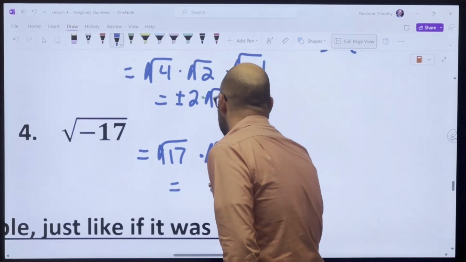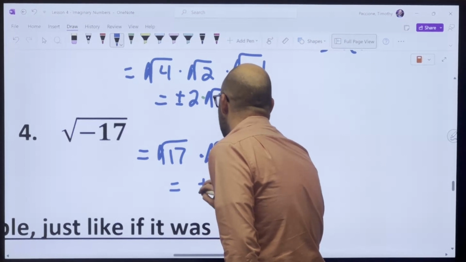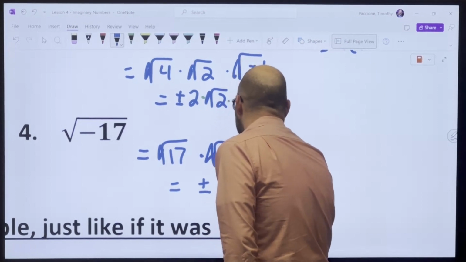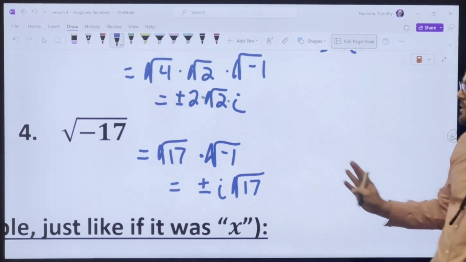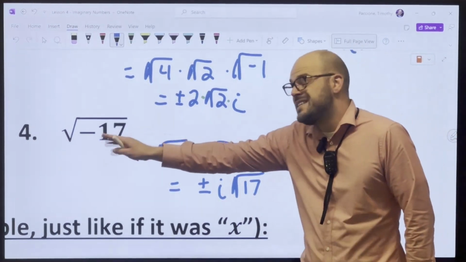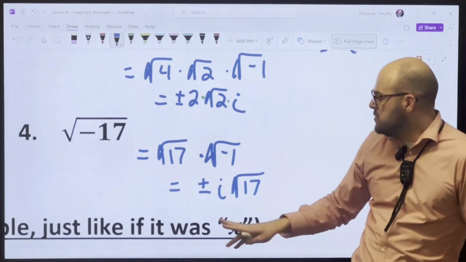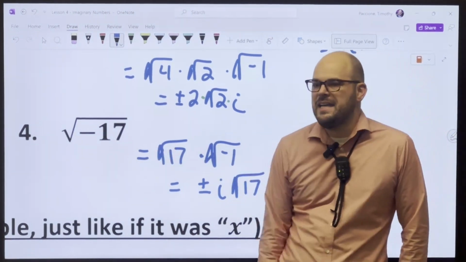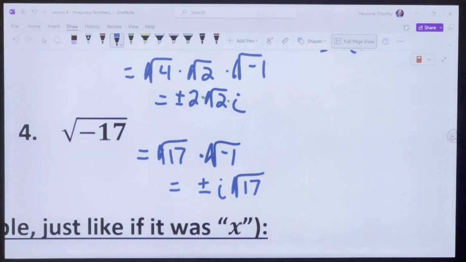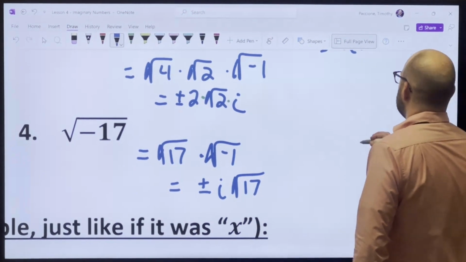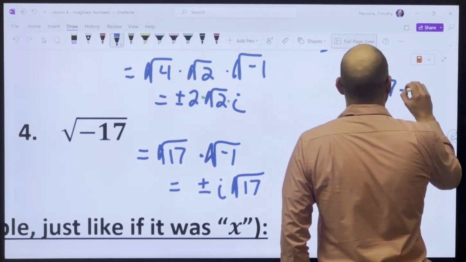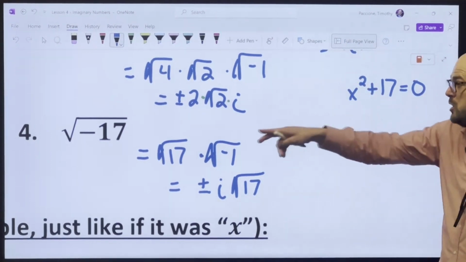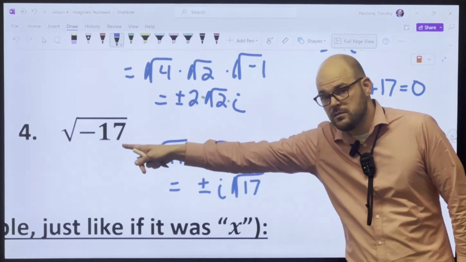And it becomes plus or minus i square root of 17. Now, the reason I chose this example is two reasons. We can always at least pull out the i. A lot of students think, well, I didn't actually square root anything, so I don't need the plus or minus. Here's the thing. You do want to do the plus or minus, because if you had x squared plus 17 equals 0, this is a scenario where you might get that, right?